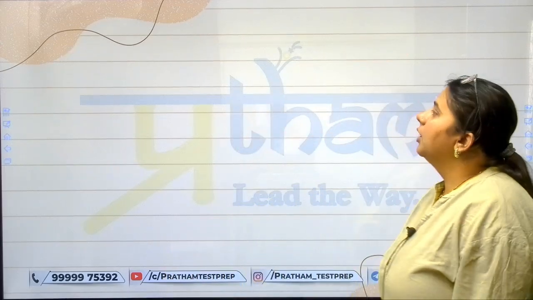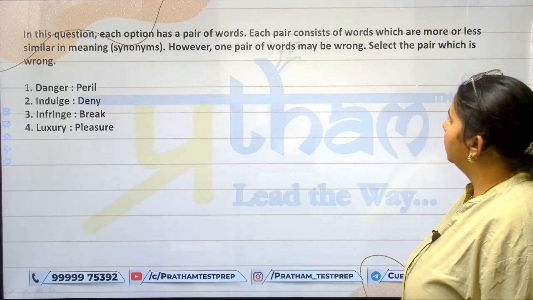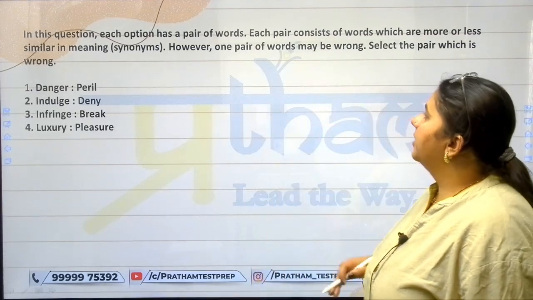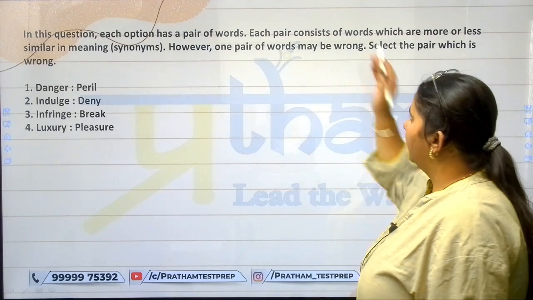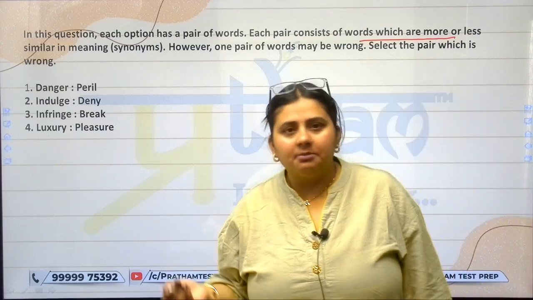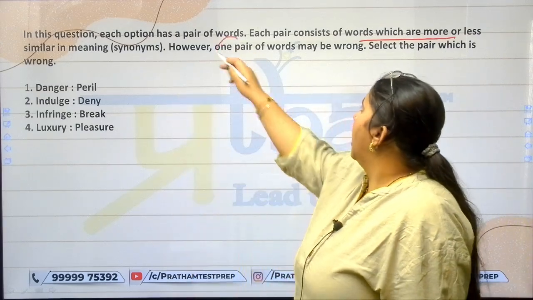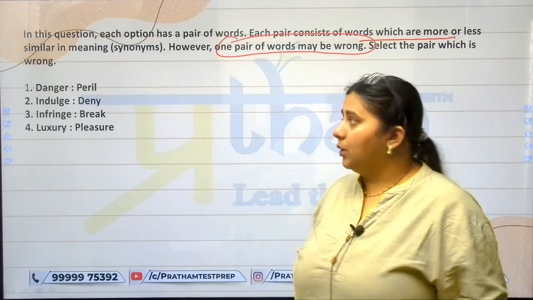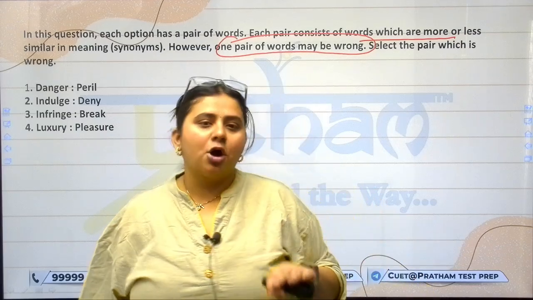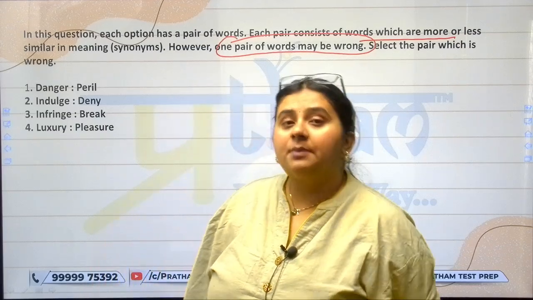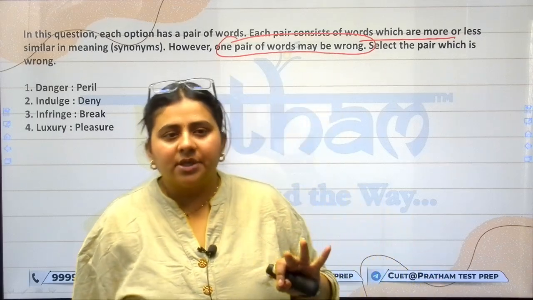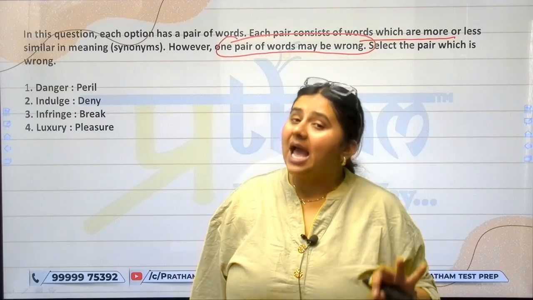Now, moving on to the other question, which is this one. Do not forget to read the directions. They say, in the question, each option has a pair of words. Each pair consists of words which are more or less similar in meaning, right? However, one pair is the wrong one, the odd one. This is a question of vocabulary only, because until and unless we know the meaning of the options, we would not be able to solve them. Out of 4, 3 are synonyms, 1 is antonym. All we have to do is go for the pair which is antonyms.